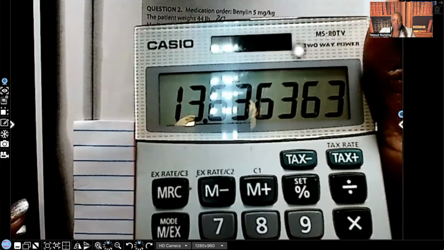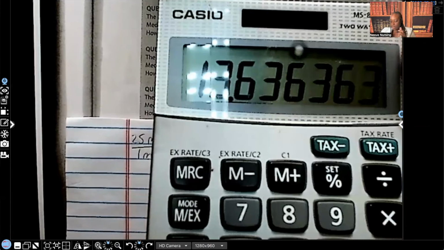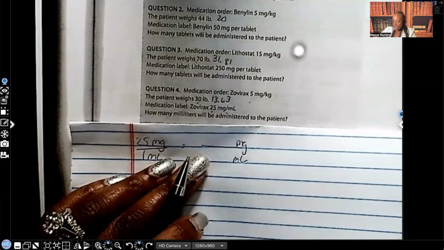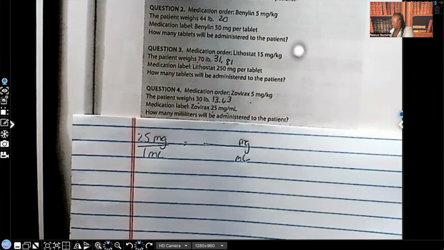And you should get 13.636363, etc. Right? So let me write that down. 13.63. This is our kilograms. Now that we know what our kilograms is, we can multiply our 13.63 times our 5. And that's going to give you 68.18.